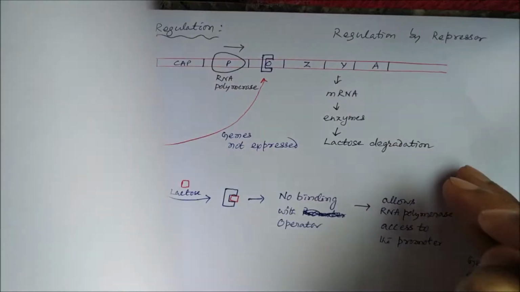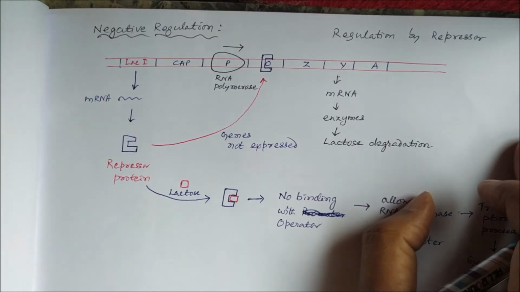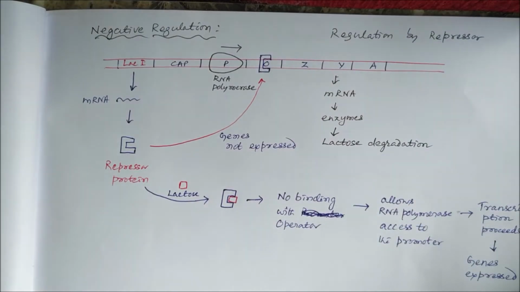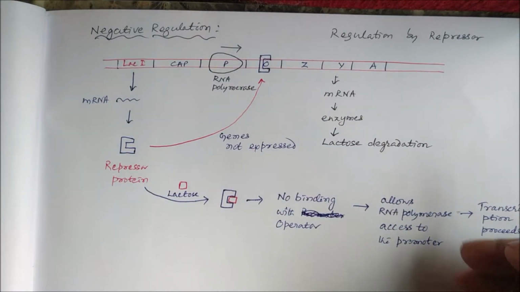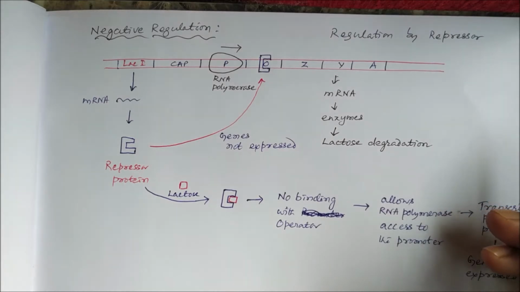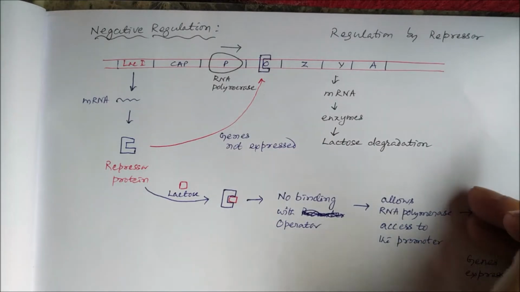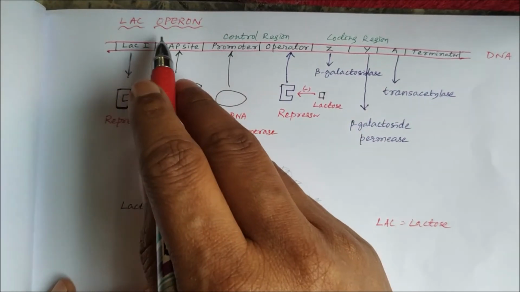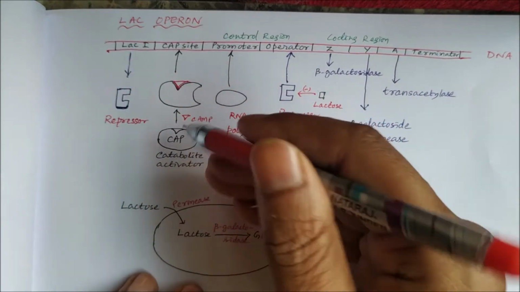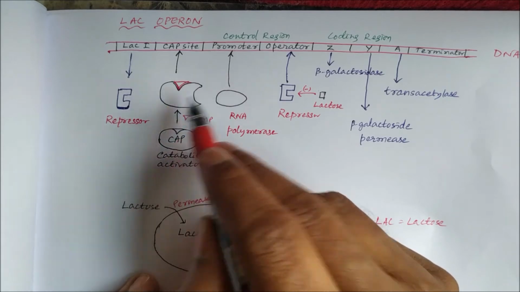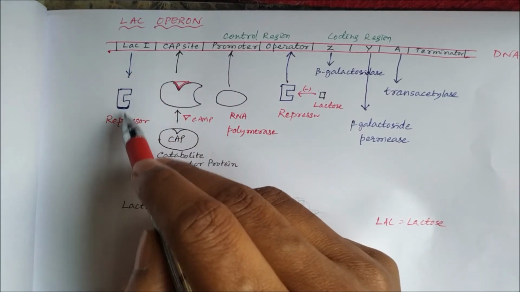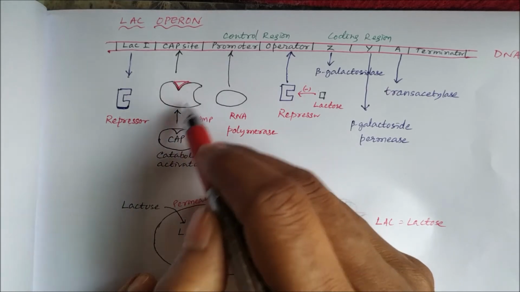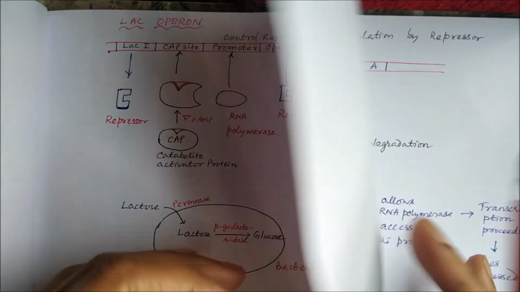So we can have two types of regulation. When it is regulated by the repressor protein, we call it the negative regulation, and when it is caused by the activator protein, we call it the positive regulation. So this regulation of this Lac Operon can be done by this activator protein as well as by this repressor protein. Repressor protein is negative regulation, and this activator protein is positive regulation.